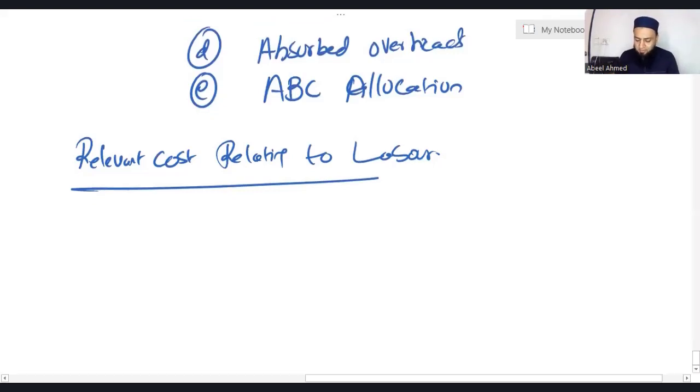Relevant cost relating to labor, I'll be a bit quick. Number one, if your labor is having idle time, it means the relevant cost is 0. Labor is idle.